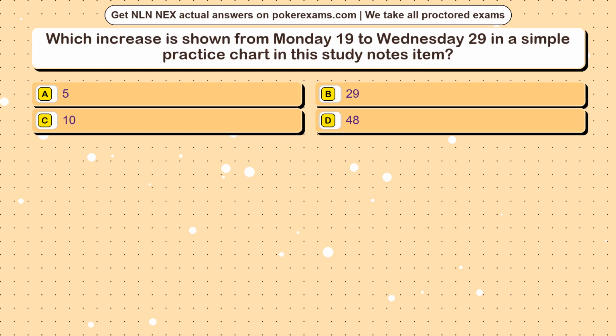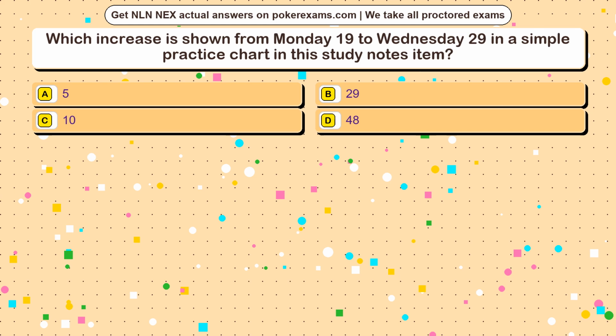Question 1. Which increase is shown from Monday 19 to Wednesday 29 in a simple practice chart in this study notes item? Option A, 5. Option B, 29. Option C, 10. Option D, 48.